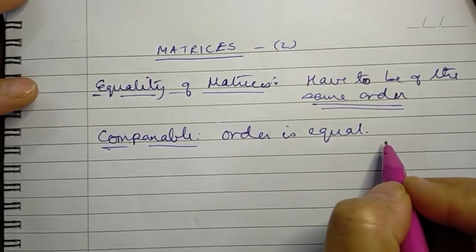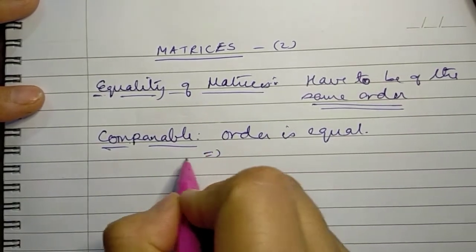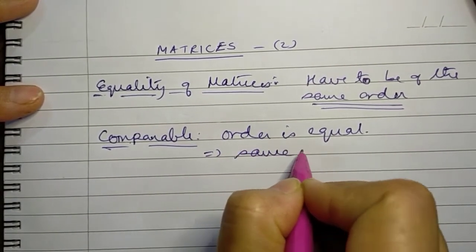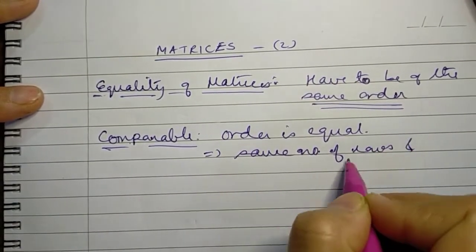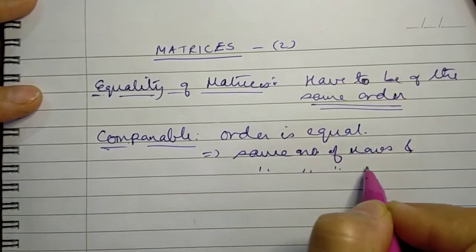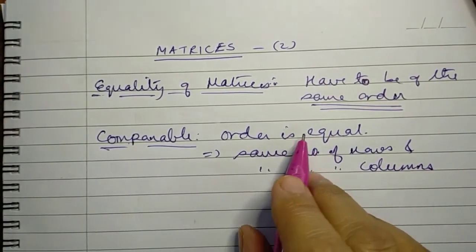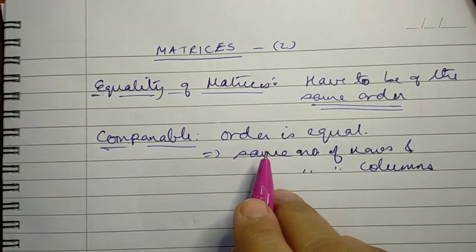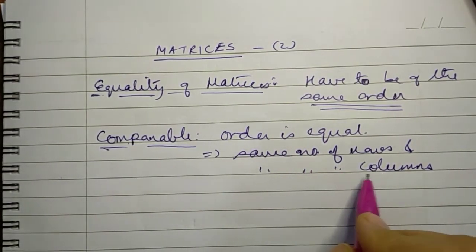So matrices are comparable means order is equal, and by order being equal we mean that along with the number of elements being equal, we also have the same number of rows and same number of columns. We know that order also means the number of elements. So apart from the number of elements being equal, the layout should also be the same.